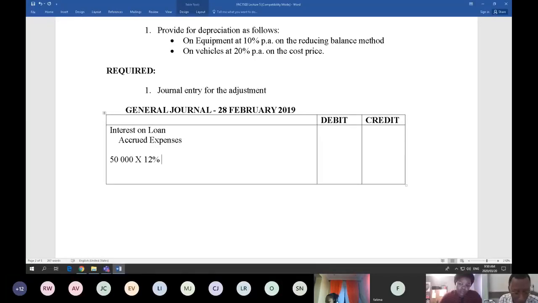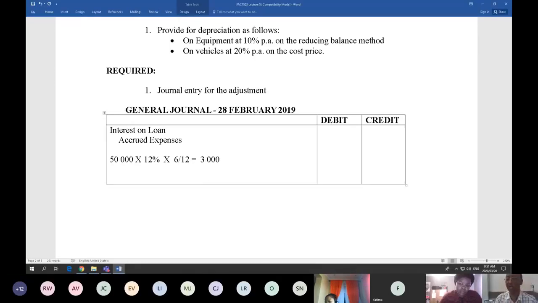But the loan was taken out during the course of the year. The loan was taken out on the 1st of September, so we only had the loan for 6 months. Therefore, calculate the interest on the loan. It is the 50,000 times 12% times 6 months divided by 12, because the loan is only for 6 months. And that will give you interest on loan of 3,000 Rand.